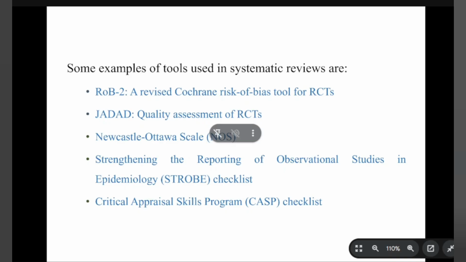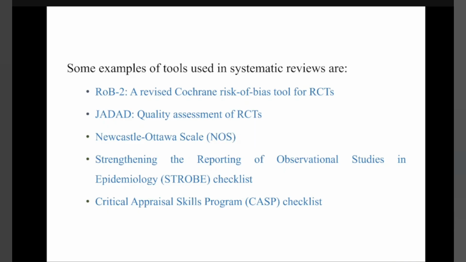Then for observational studies, we have the Newcastle Ottawa scale. Then we have the STROBE checklist for how observational studies are reported in epidemiology. Then we have the CASP checklist. These are a few checklists and tools available online to check the quality of the included studies. So I will just focus on the RCTs, as we don't have that much time for seeing all the things.